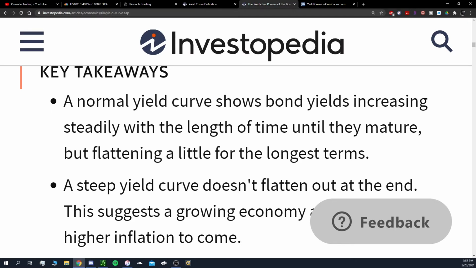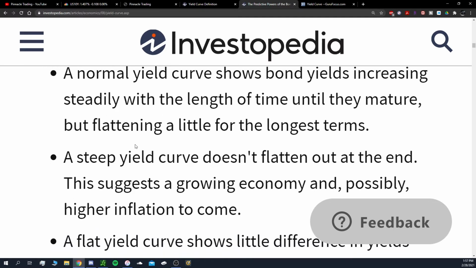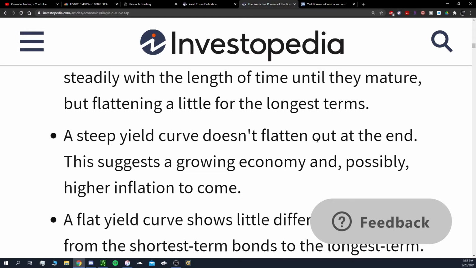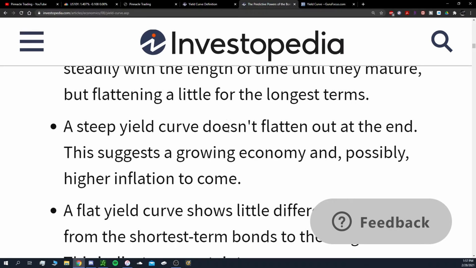That's what we see when markets are pretty much bullish, nothing bad going on, and the economy is growing. A steep yield curve doesn't flatten out at the end. This suggests a growing economy and possibly higher inflation to come. We did see this last year in 2020 when we saw the big market correction. We saw the big panic sell-off with COVID fears.